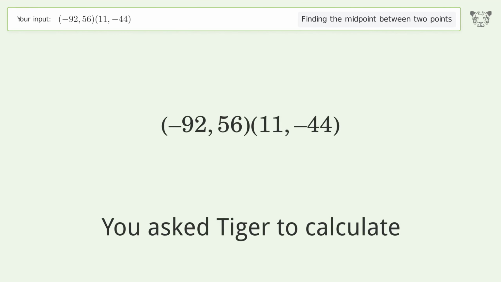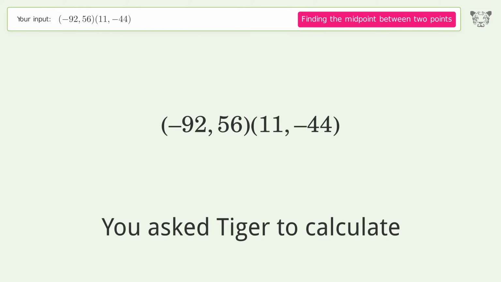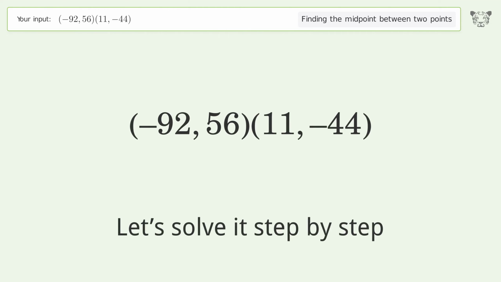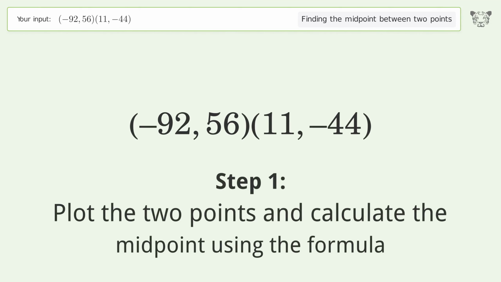You ask Tiger to calculate. This deals with finding the midpoint between 2 points. The midpoint between the 2 points is negative 40.56. Let's solve it step by step. Plot the 2 points and calculate the midpoint using the formula.